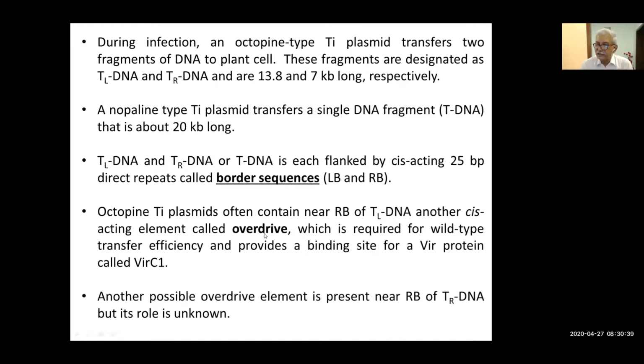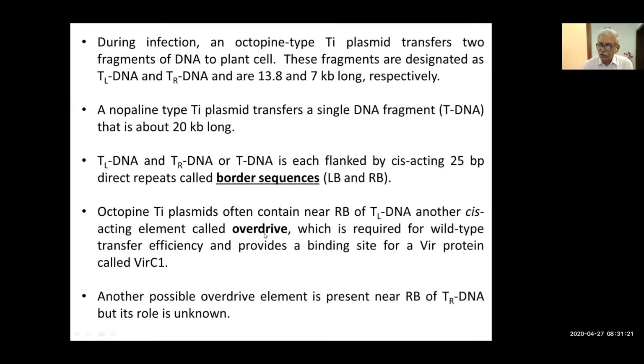Overdrive means it accelerates the production of tDNA. But this is only present in octopine type, not in the Nopaline type of bacterial strains. Nopaline type, they don't have an overdrive. But when you are designing a synthetic Ti plasmid, you can pick this sequence of overdrive and you can clone it in the Nopaline type plasmid so that you can make your plasmid more efficient in the formation of tDNA that moves from bacterial cell to the plant cell.